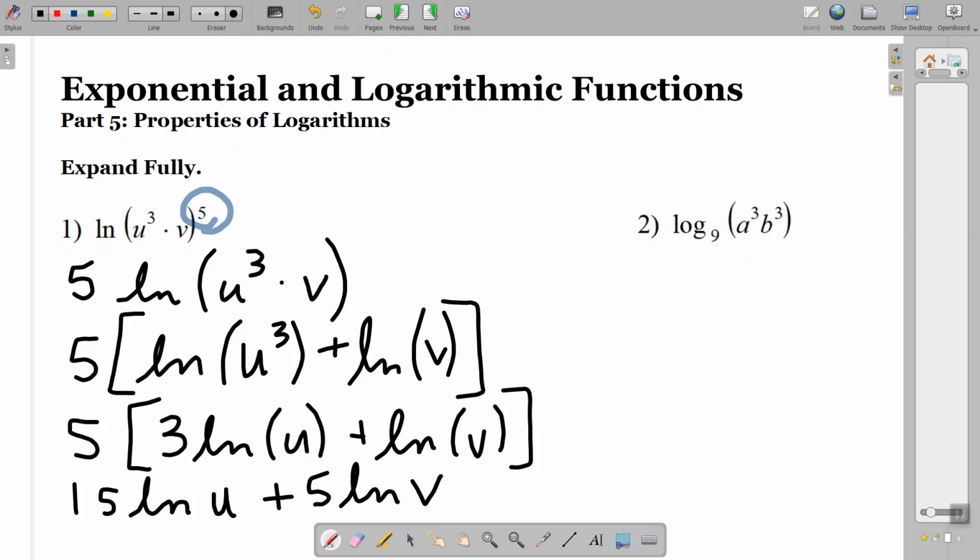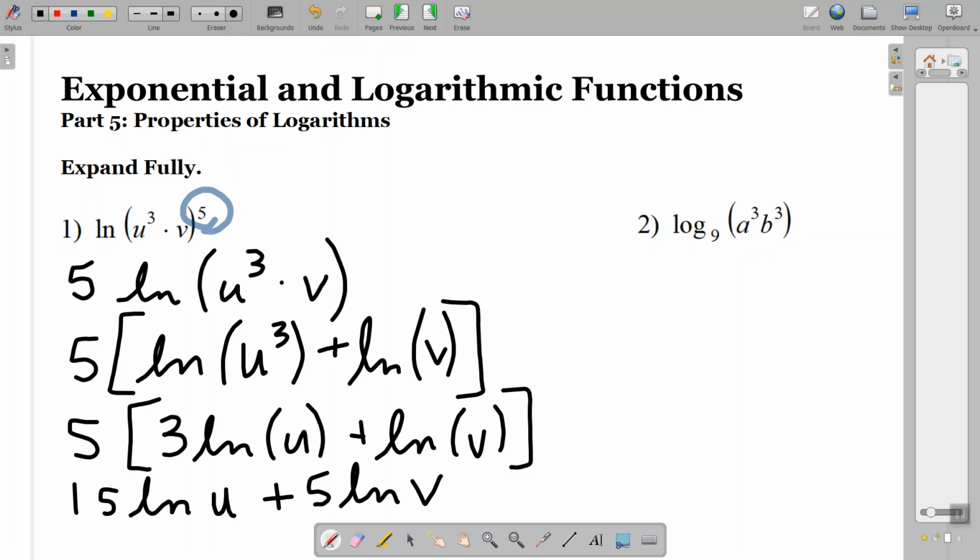Okay? So again, I have enough logarithms and I have everything expanded out fully such that each of my individual logarithms, both this logarithm, natural log u here, and also this logarithm here, natural log v, neither one contain any multiplication, division, or power, so I know I'm done expanding.